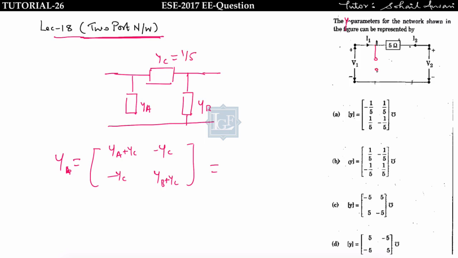Here no resistance is given, means impedance is infinite. Impedance is infinite means admittance is 0. Okay, so YA will be 0. Here also no impedance is given, it is open circuited, means impedance is infinite, so YB is equal to 0. Now put in this formula, you will get YA plus YC, that is equal to 1 by 5, minus YC, that is minus 1 by 5. Option B is correct.